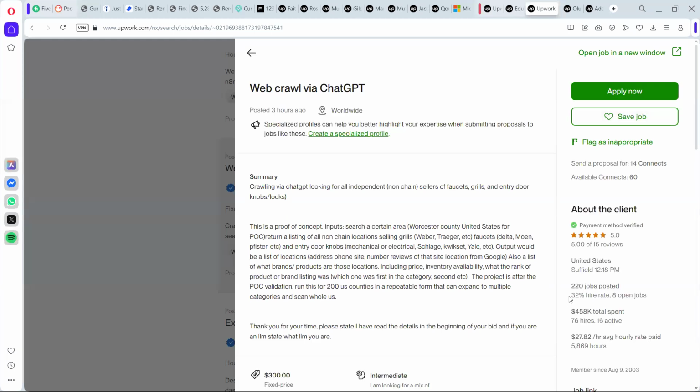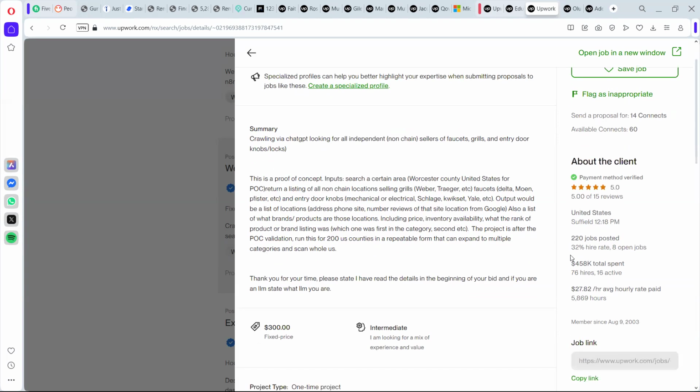So now this is one. This is now the lowest that we've seen so far. There is a 32% hire rate. Should you apply for this kind of job? That's one question you should be asking yourself. Should you apply for this kind of job? Now, this is a 32% hire rate, but this client has spent almost $500,000. So even though the hire rate is low, they've spent a lot.